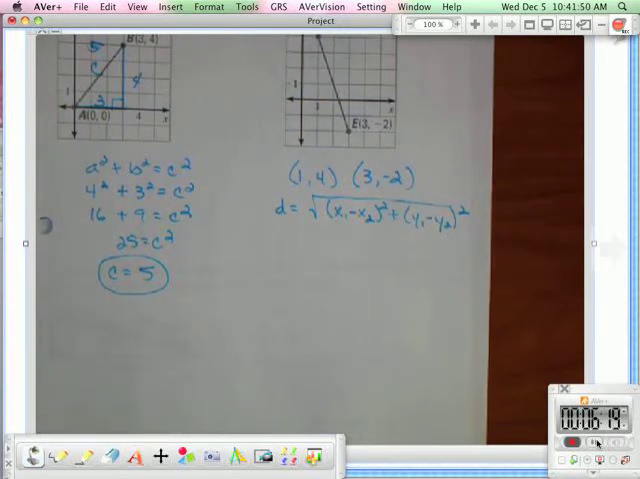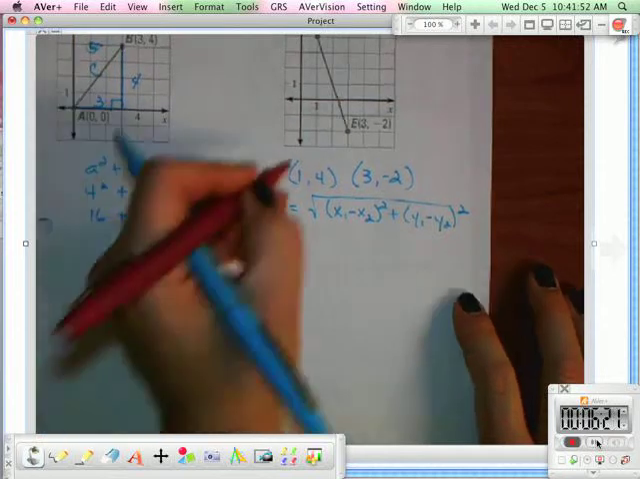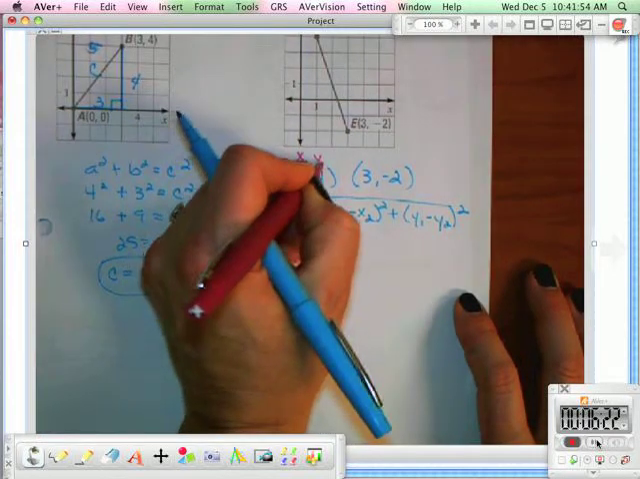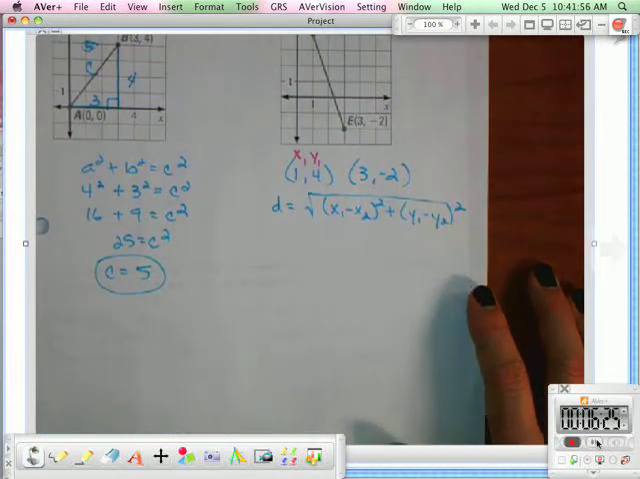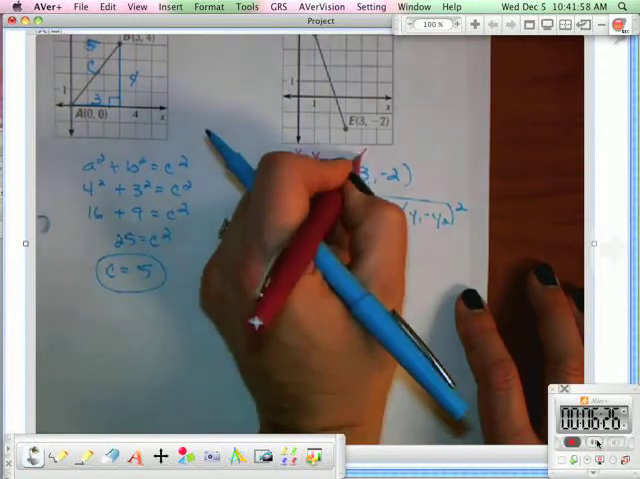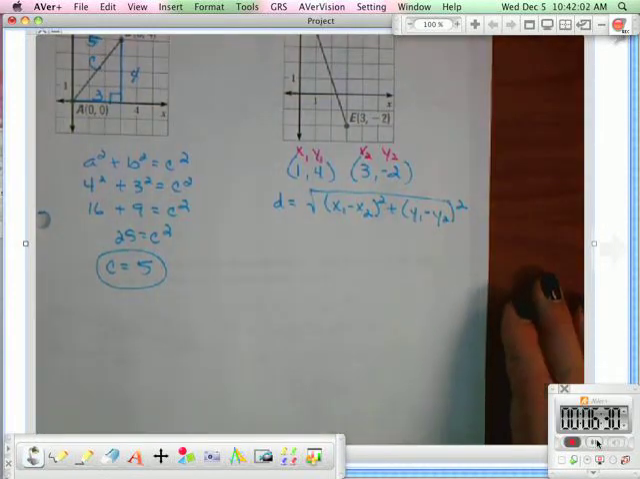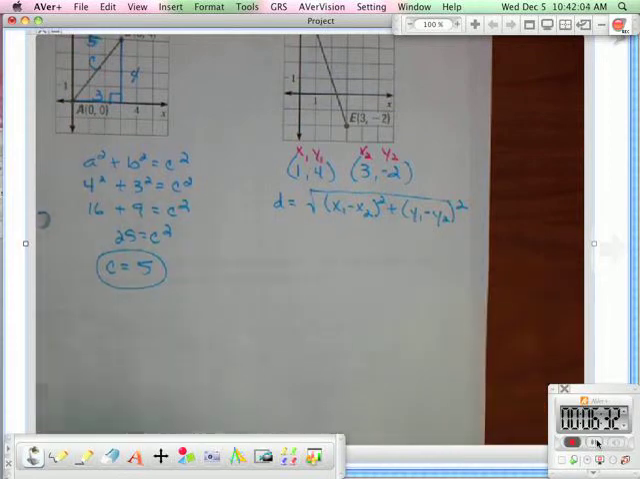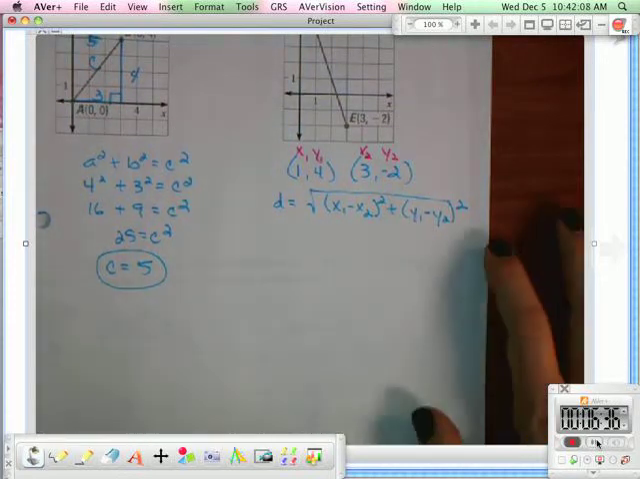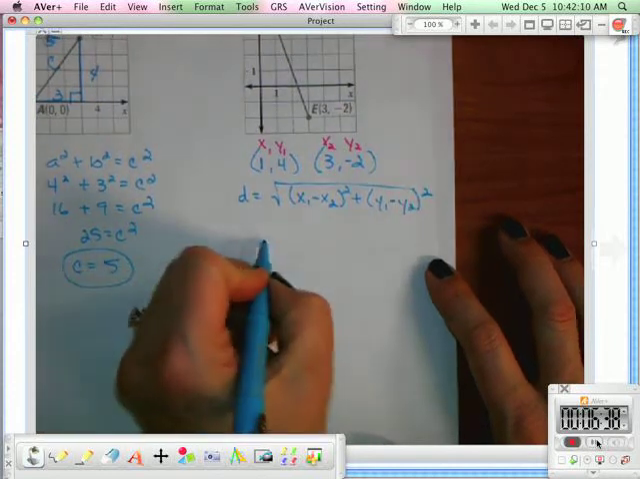Now, all you do to start this is you write x1, y1. That's my first point. X and y from my first point. x2, y2. X and y from my second point. And then I plug in what I know. Now you got to be careful with the signs. Signs are tricky. Okay? So don't lose the square root sign.